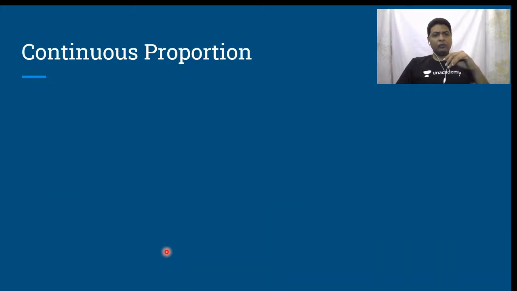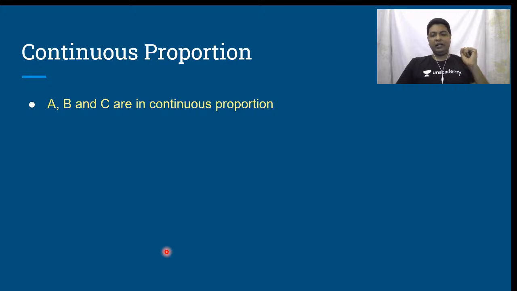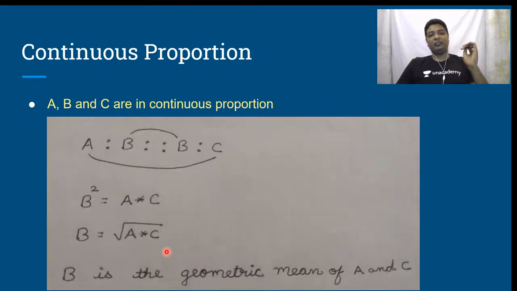Next, what do we mean by continuous proportion? If I say A, B and C are in continuous proportion, it means A is to B as B is to C. In other words, B squared is equal to AC, or B is equal to the square root of AC. B is also called the geometric mean of A and C. B is also called the mean proportional of A and C.